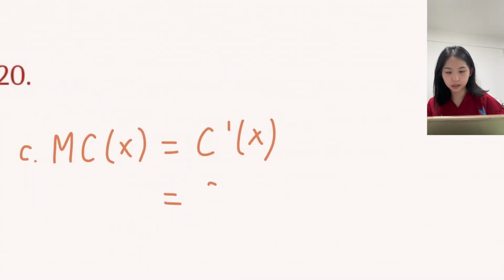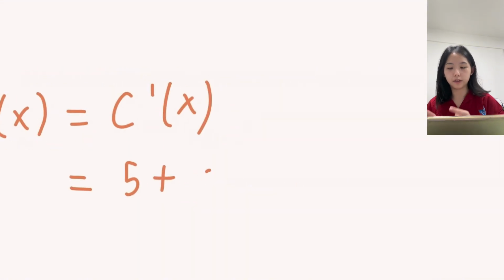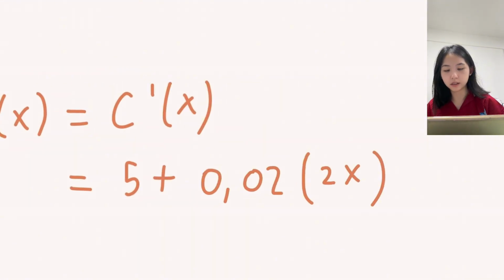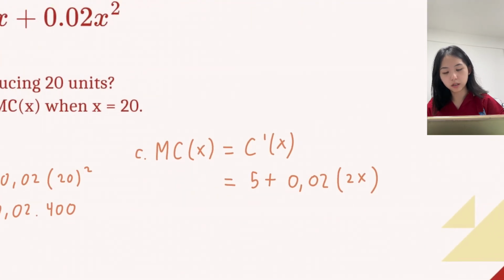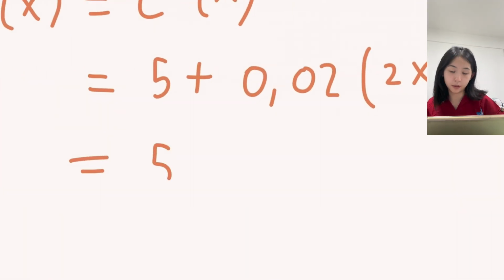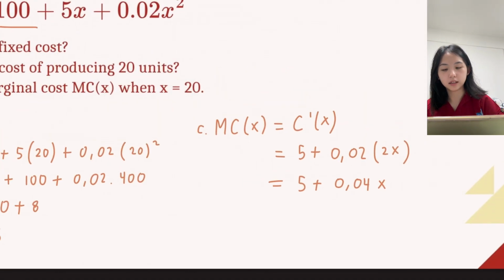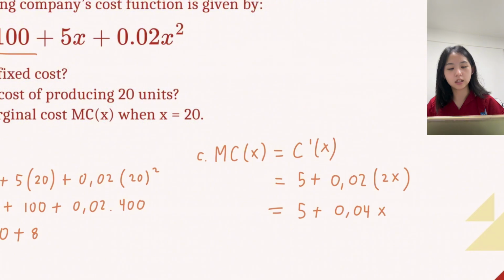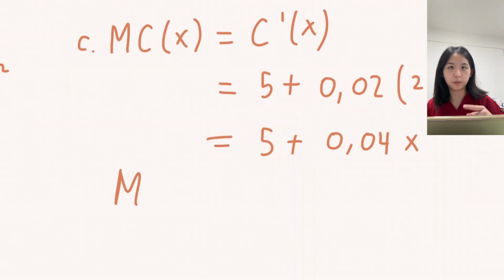So MC of x equals the derivative of C of x. The derivative of 100 is 0, the derivative of 5x is 5, and then plus the derivative of 0.02 x squared, which is 0.02 times 2x to the power of 1, but let's just not write it. And MC of x equals 5 plus 0.04x. So the MC of x is 5 plus 0.04x, right?